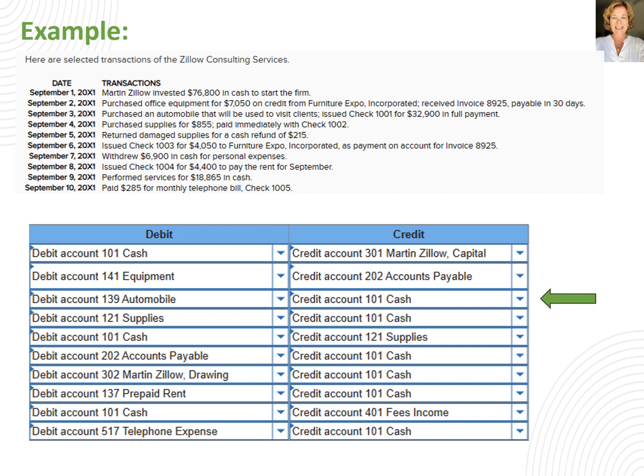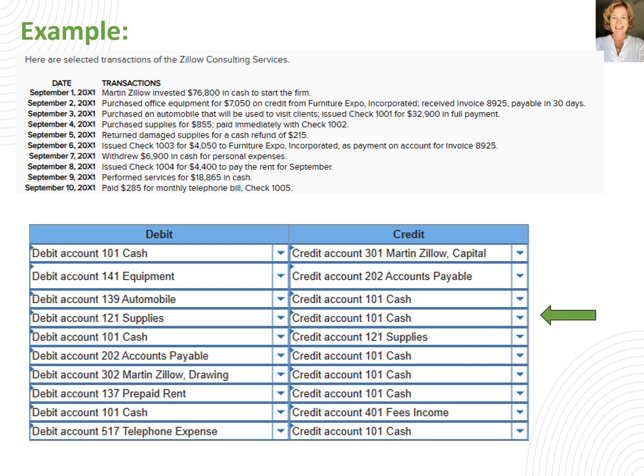Now let's look at the third transaction. Zillow Consulting purchased an automobile for $32,900. So for this transaction, let's understand what resources or obligations of the company changed. The company now has an automobile, which is considered an asset. Assets increase with debits. Therefore, we debit the automobile account. The company now has less cash, though. Cash is also an asset, and assets increase with debits and decrease with credits. That means we have to credit cash.